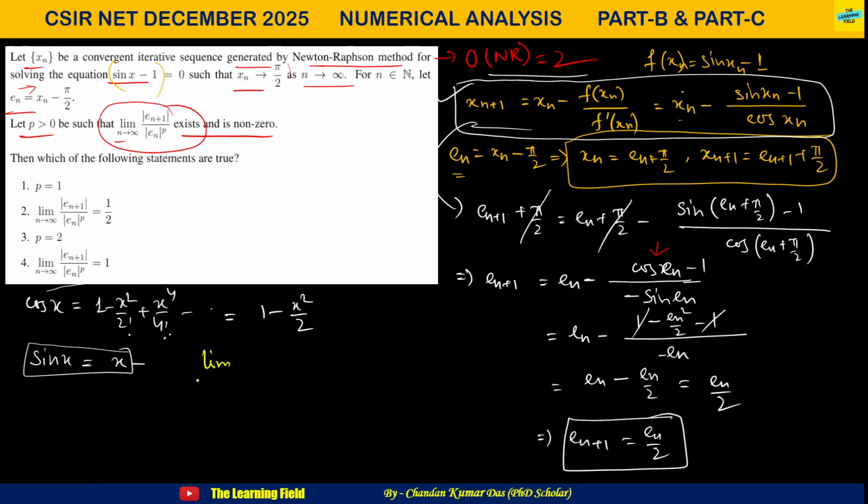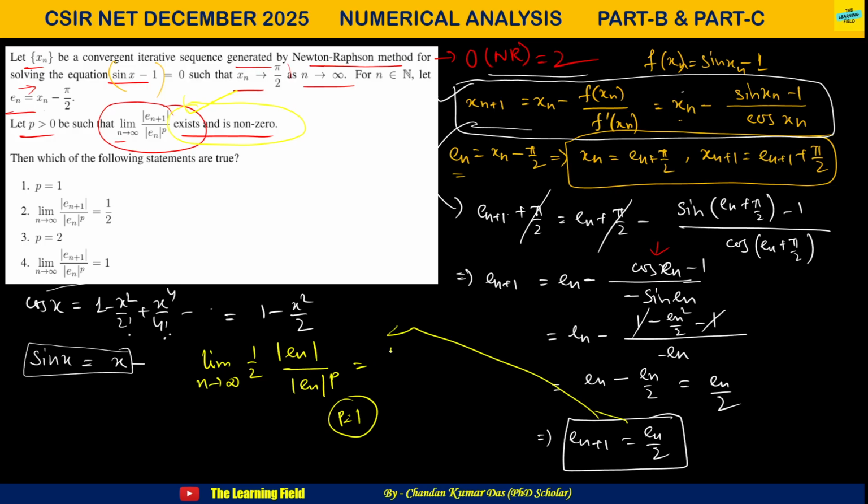Now, given that the limit as n tends to infinity of mod of e_(n+1), what is the value? Half into mod of e_n. This value we directly put in this equation, mod e_(n+1) by mod of e_n to the power p. Now you said in the question that this exists and is unique. If p equal to 1, directly we can say that this limit is only half, which is non-zero and exists finitely. That means for p equal to 1 we got our answer, and the value of this limit is half.